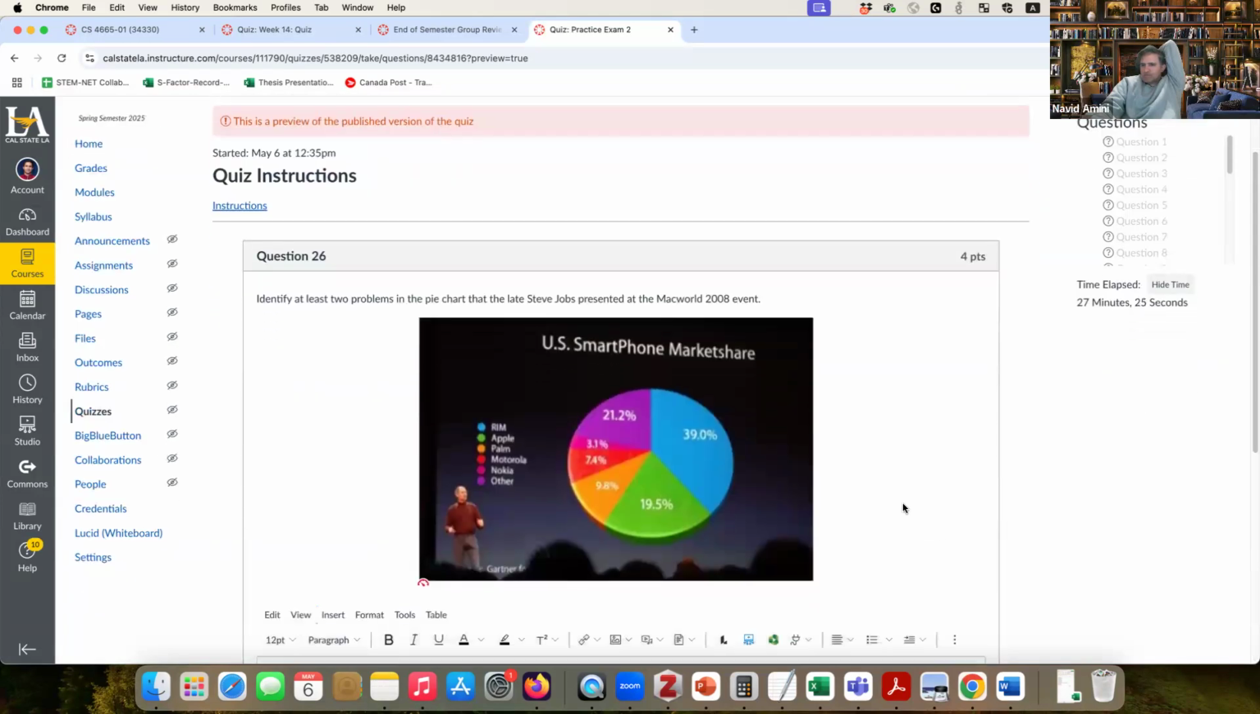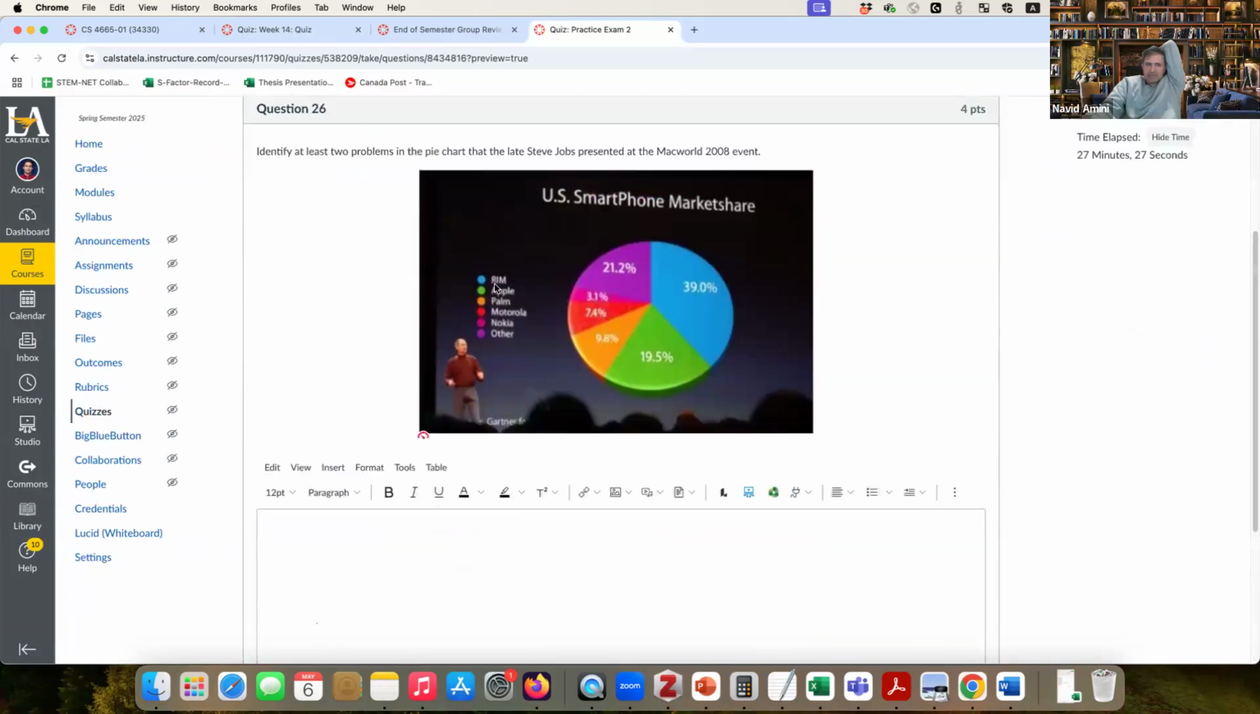All right. Let's spend a couple of minutes on this. Identify at least two problems in the pie chart that the late Steve Jobs presented at the Macworld 2008 event, 2008.